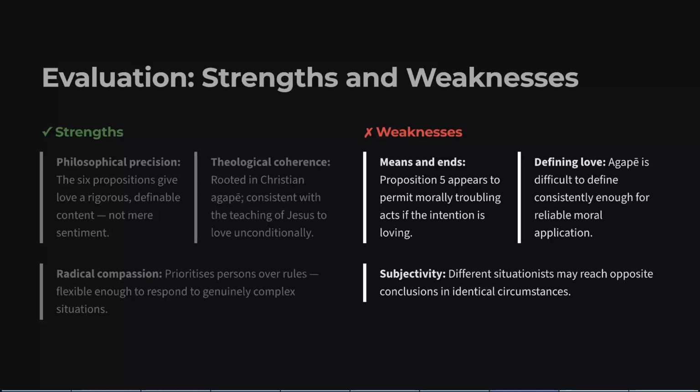And finally, the subjectivity problem runs right through the entire framework, where Kant gives you a universability test and natural law gives you primary precepts, situation ethics gives you love and trusts you to know what that means. Now for Berkeley, that trust is misplaced. For Fletcher, it's the only form of moral reasoning worthy of persons.